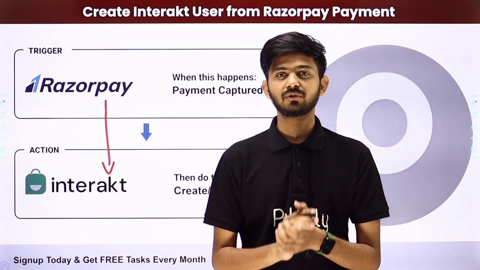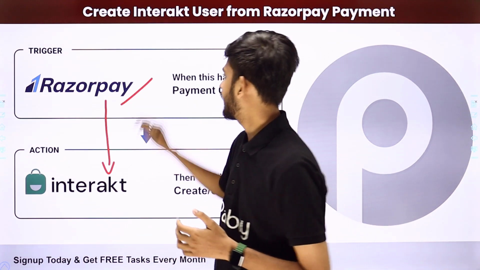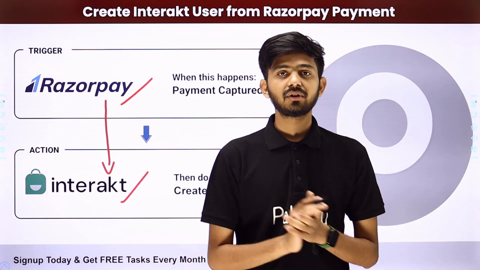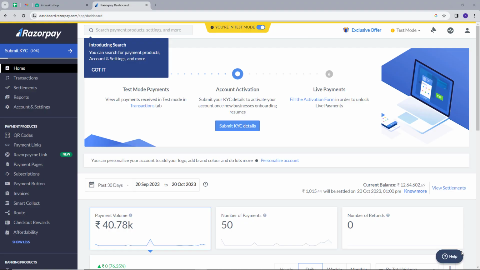In Pabbly Connect, we are going to use triggers and action. In trigger application, we will be using Razorpay, and in action application, we will be using Interact. How am I going to create this integration? For that, let me take you to my computer screen. I hope you can all see my computer screen, and today we have Razorpay and Interact.